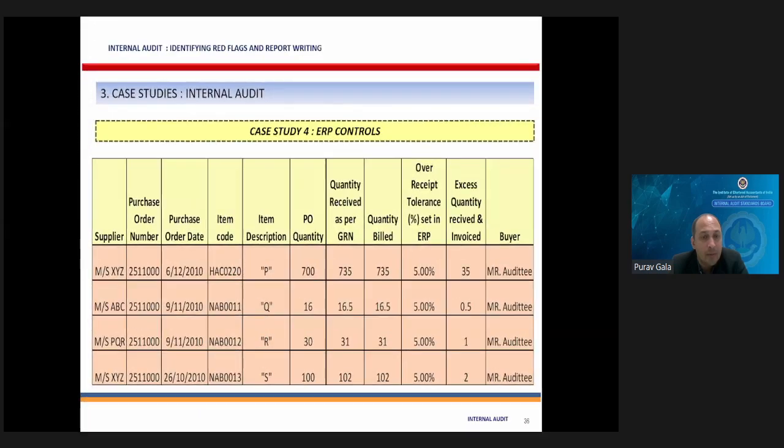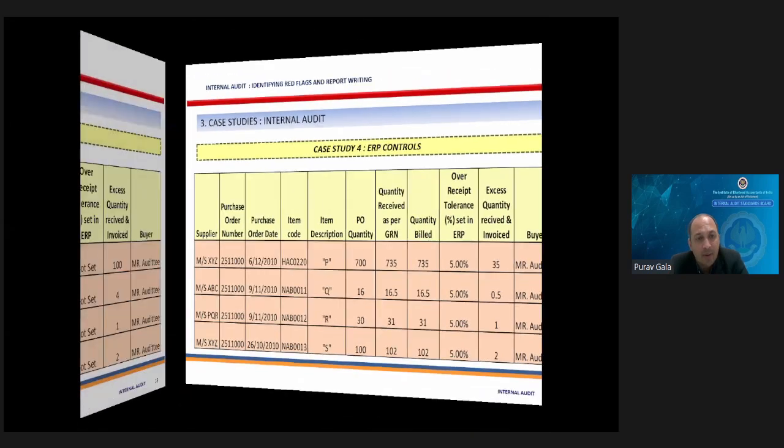Here, the unique purchase order number is not there in case study 4. The question is not clear, as pointed out by Veena ma'am. Again, this is a hypothetical example. The purchase order number could be different.